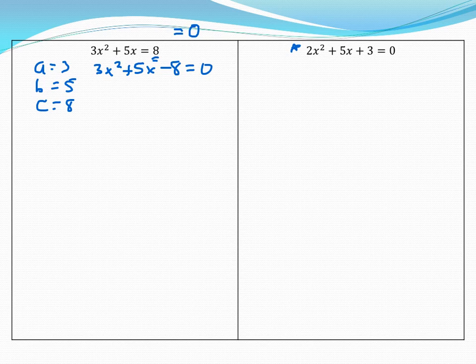Now you may think that doesn't make a big deal, but now it's not 8, but instead, let me show this in red, it's negative 8. And that makes a big difference. Okay? So when I plug this in, now I'm going to use my formula.